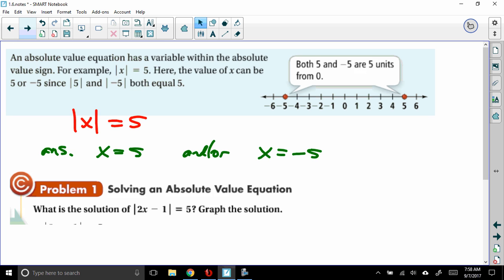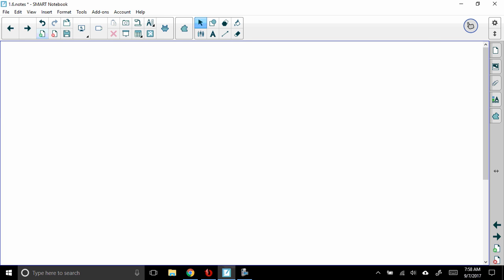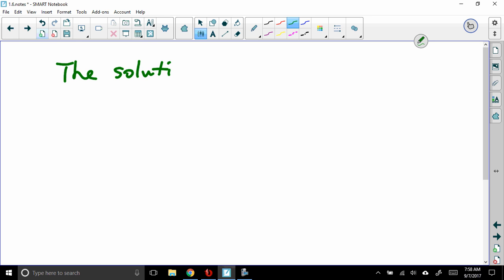The assumption that a lot of people want to make is that whenever you solve an absolute value equation, the answers are always plus or minus the same thing. Get that assumption out of your head. The answer isn't always going to be plus or minus the same thing. Okay? I'll go on record and write that down. The answers, the solutions aren't always plus or minus the same number.